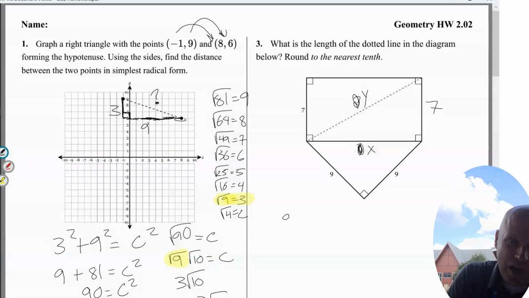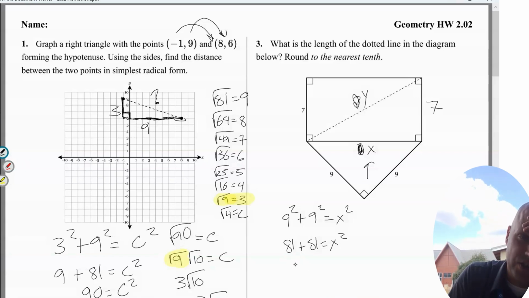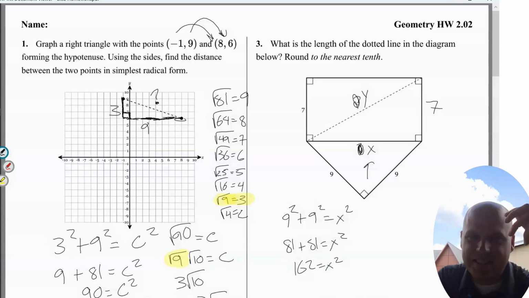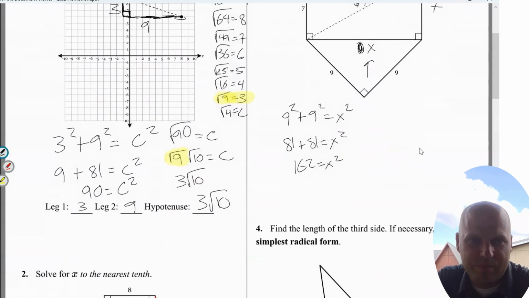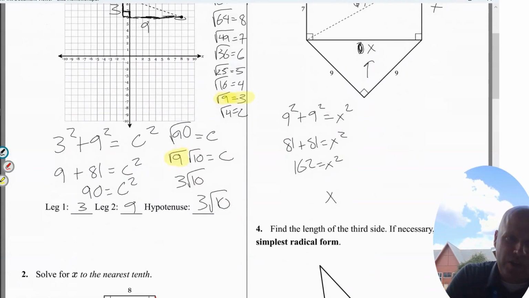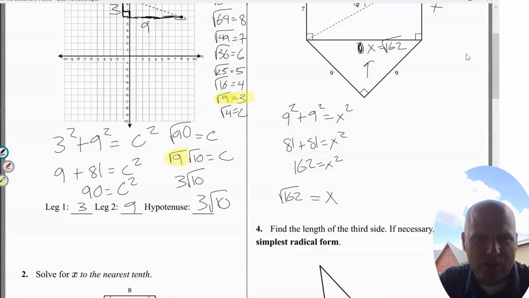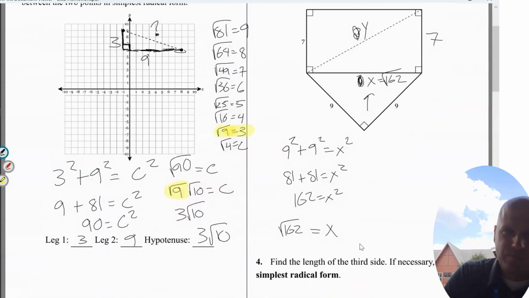All right, so I start with 9 squared plus 9 squared equals x squared. X is opposite the hypotenuse, so I get 81 plus 81 is x squared. 81 plus 81 is 162. You could also say it's 2 81s, but let's just start with that. Okay, so x is the square root of 162. Now I could actually simplify that, but I actually don't want to, because watch what happens.